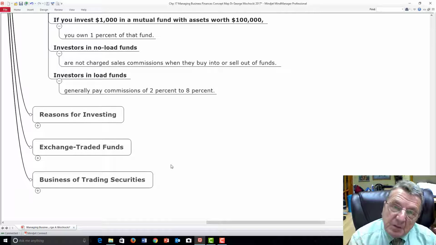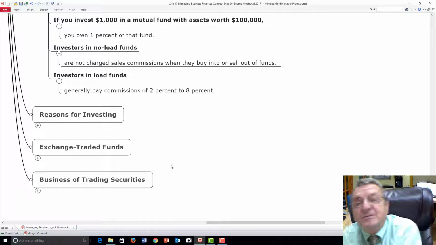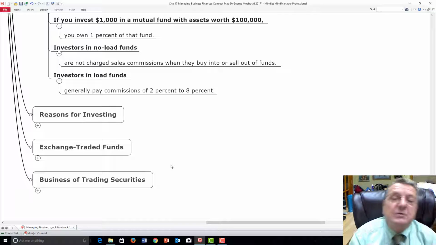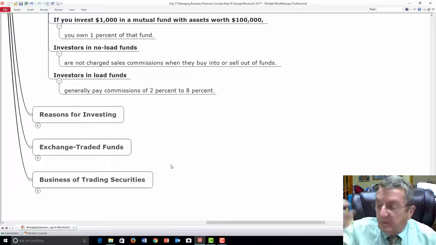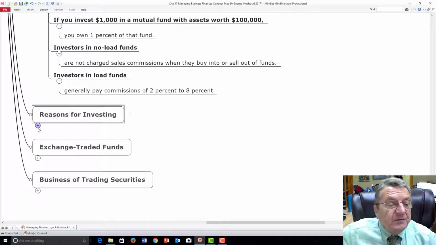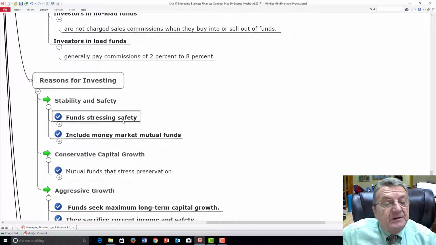I want you to understand what you're investing in and what you could invest out of, or what you're buying into, when you're investing with your extra cash, or your business or your personal money. We'll talk a little bit more about it in our personal finance class. Reason for investing: stability and safety.